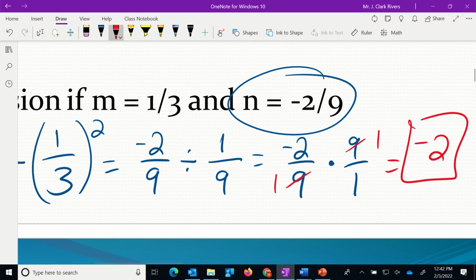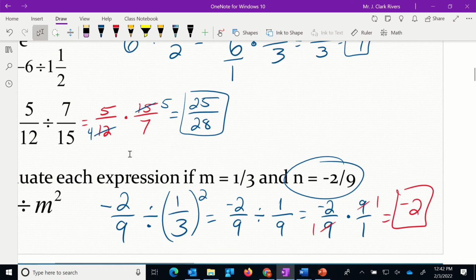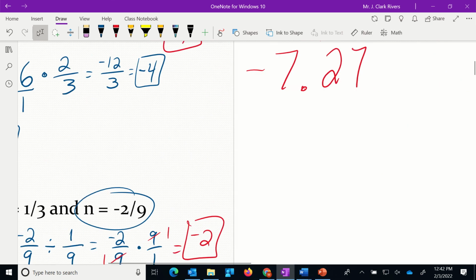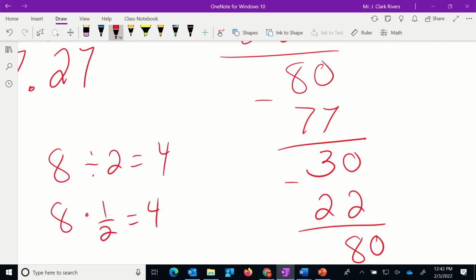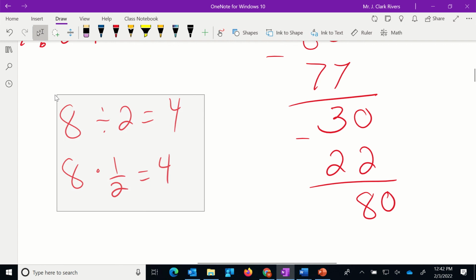Molly, for the second two, how do you know to flip the signs? When you change, all right. Let me just remind you all, if we have 8 divided by 2, what's 8 divided by 2? 4. What's 8 multiplied by 1/2? 4, right? So dividing by 2 and multiplying by the reciprocal are the same thing. That's true with any fraction ever. Dividing by a number or multiplying by its reciprocal are equivalent.